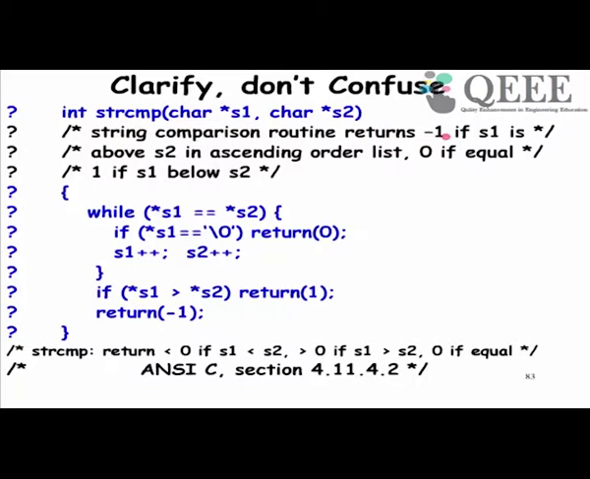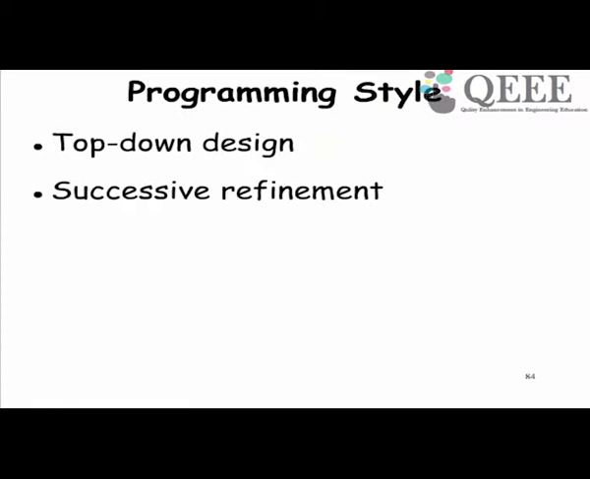String comparison routine returns -1 if S1 is above S2 in ascending order list, 0 if equal, 1 if S1 is below S2. So it's a highly confusing comment. What do you mean by S1 is above S2 in ascending order list? You could have written a very short comment like this, which would have been much more helpful in understanding: return -1 if S1 is less than S2, 0 if equal, 1 if S1 greater than S2, etc. So this is a much more understandable comment.